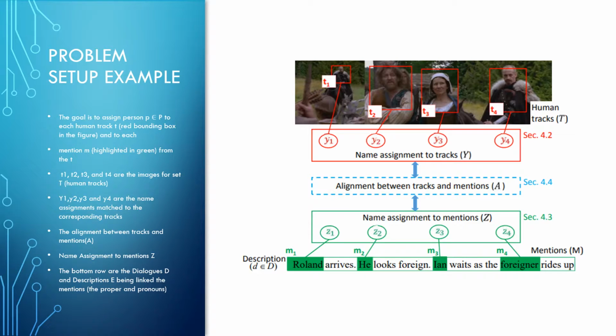Then at the very bottom we have the descriptions, which is the dialogue we get from the script: Roland arrives, he looks foreign, Ian waits as the foreigner rides up. Roland, of course, is a proper noun, he is a pronoun, Ian is another proper noun, and foreigner is a nominal. These are what they call M, the mentions. So Z goes up into there, and then we connect the information to the name assignments in the human tracks.